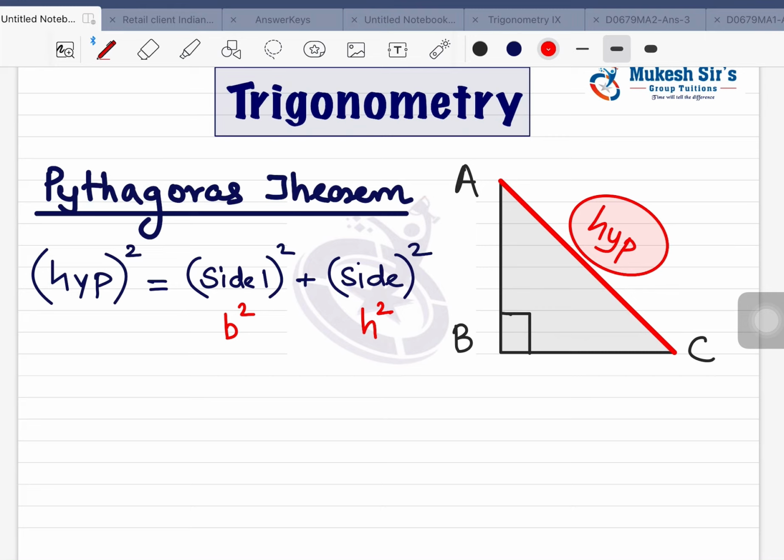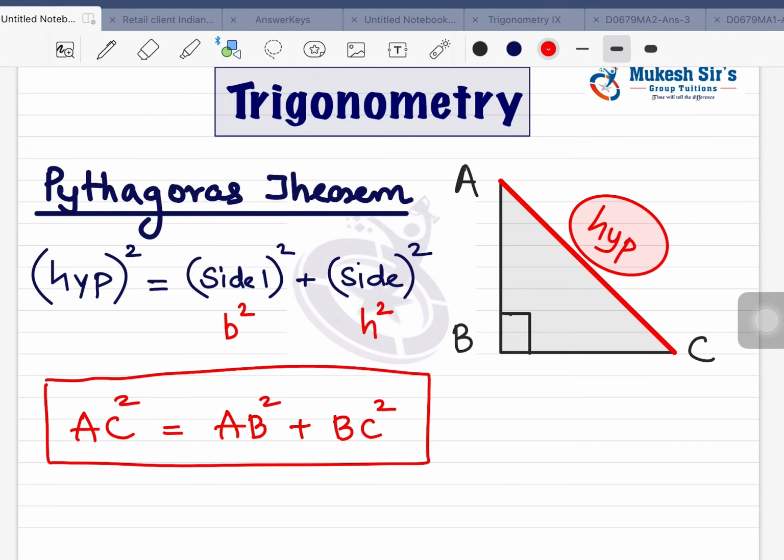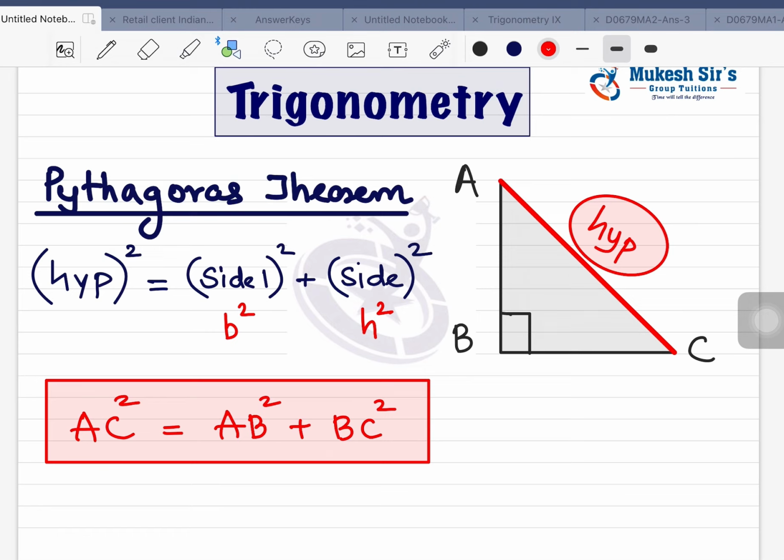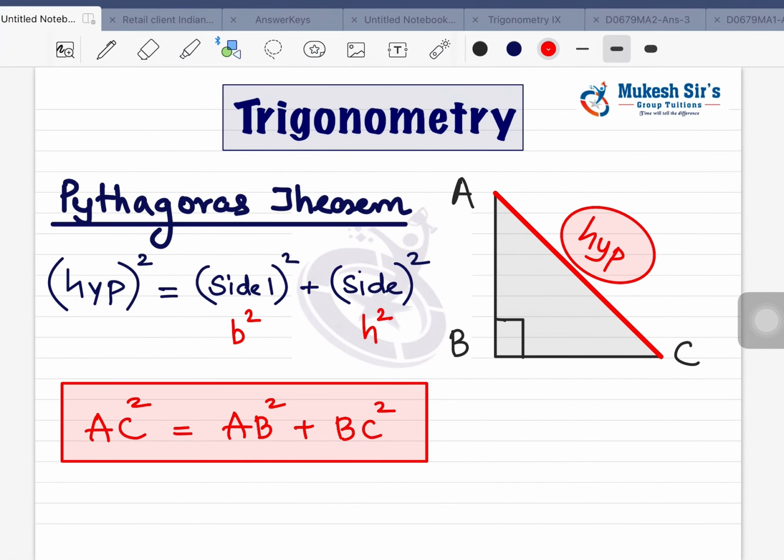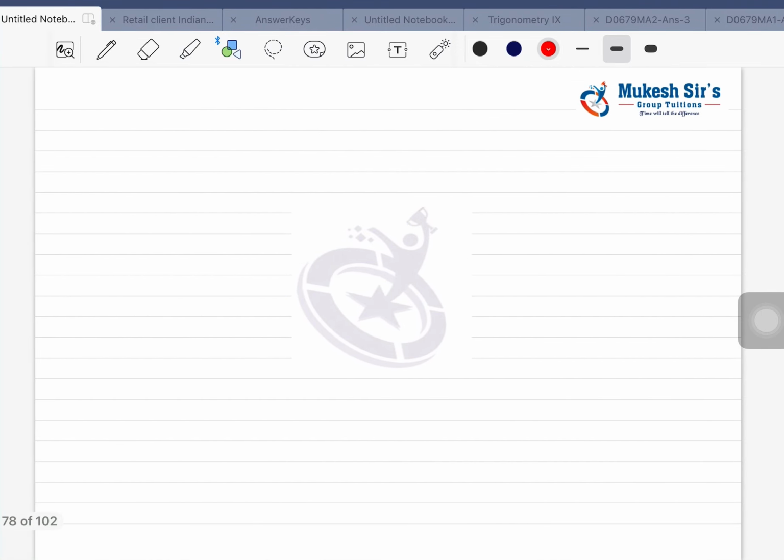In this triangle, if I use Pythagoras theorem, I'll get AC square is equal to AB square plus BC square. Hypotenuse square is always equal to side 1 square plus side 2 square. That's the Pythagoras theorem. So that's a very important concept used in trigonometry, in the sums based on trigonometry as well as the proofs of identities. Now trigonometry gives the relation between the sides of the right angle triangle and the angles of the right angle triangle.